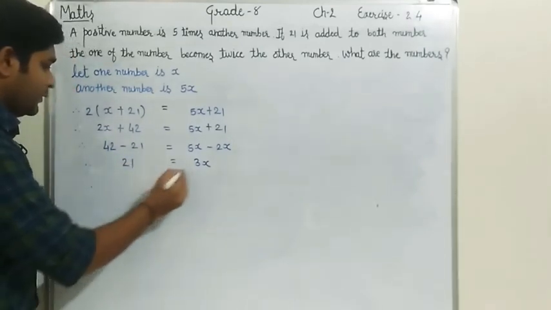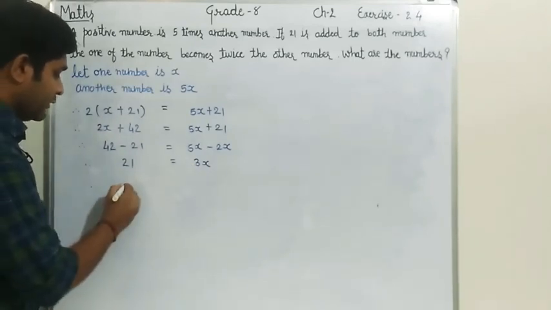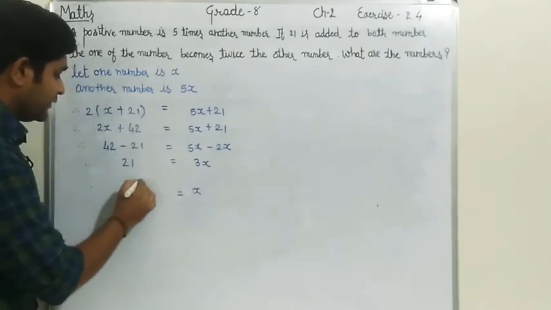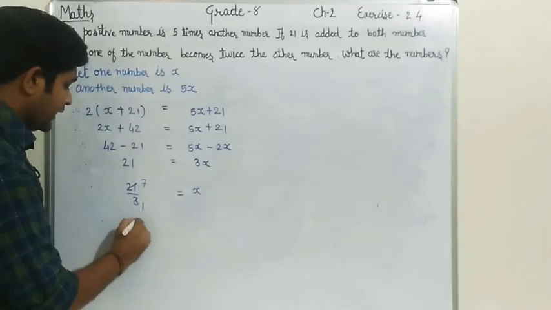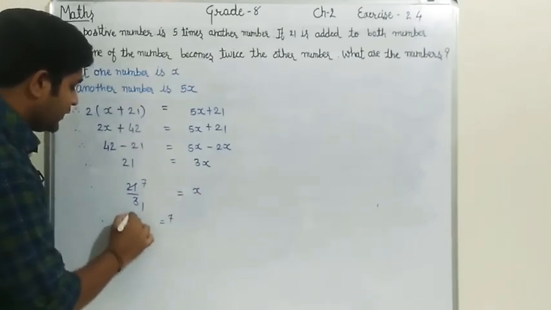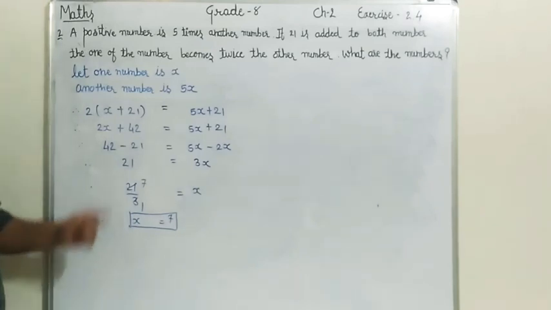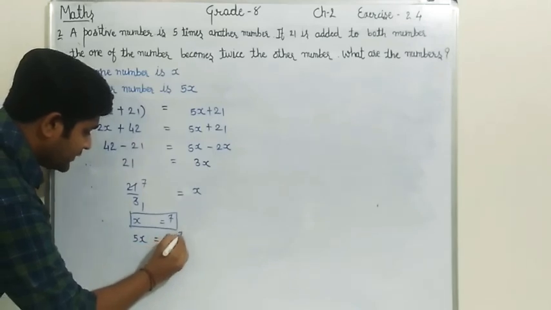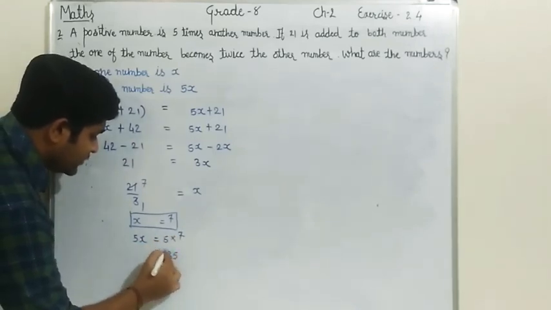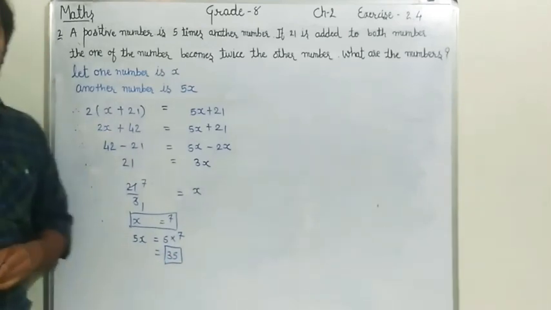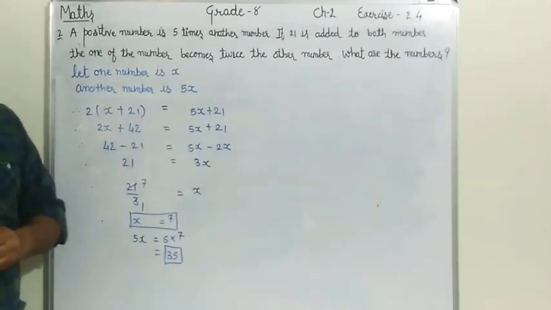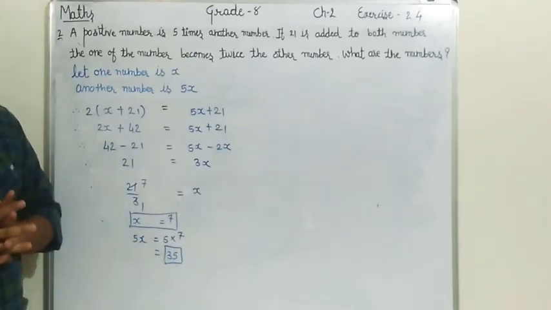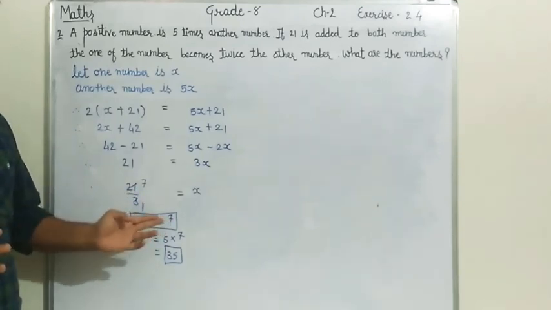Understood, friends? Now 5x minus 2x is equal to 3x, and 42 minus 21 is equal to 21. Now this 3 is coming over here in division of 21. So 3 1s are 3, 3 7s are 21. Therefore, x is equal to 7. So one number we already got, x is equal to 7. Another number is 5x, so 5 multiplied by 7. 5 7s are 35. So here we got both the numbers. x is equal to 7, 5x is equal to 35. So the numbers are 7 and 35.